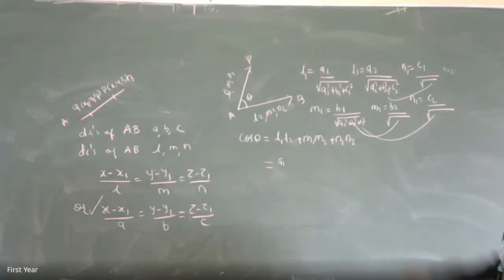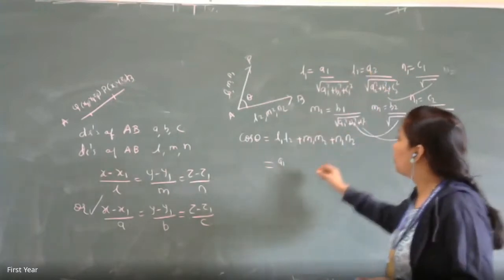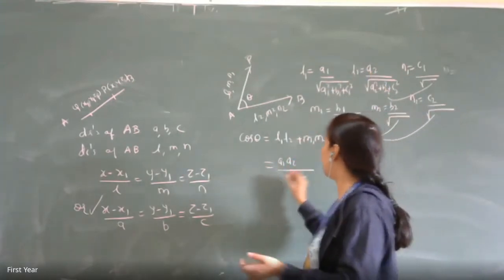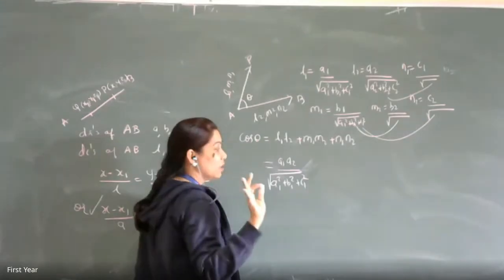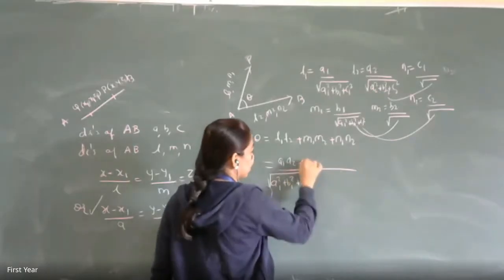So what will be L1 into L2? It will be A1 A2 upon square root of A1 square. We can write directly also. Everybody knows this, na? So should I write directly? I am writing. Fine.